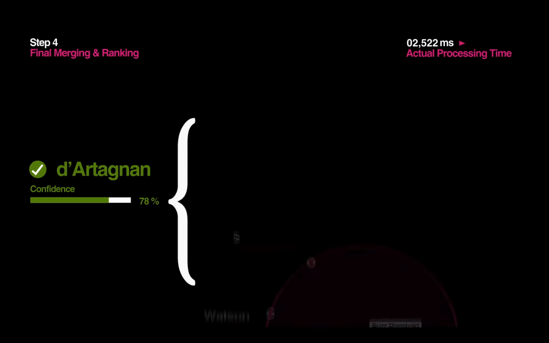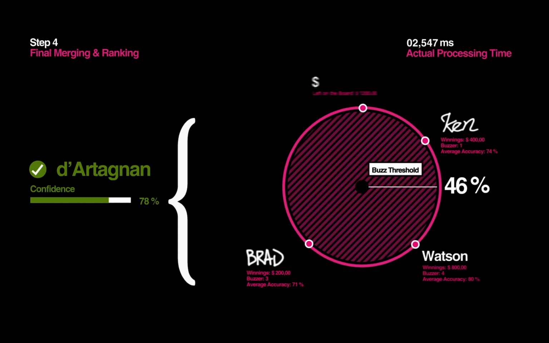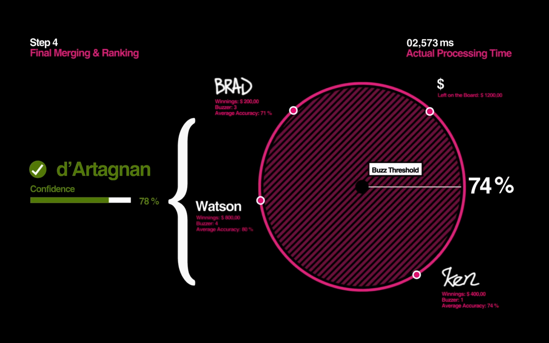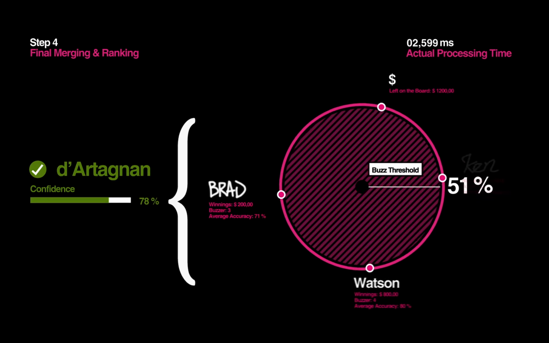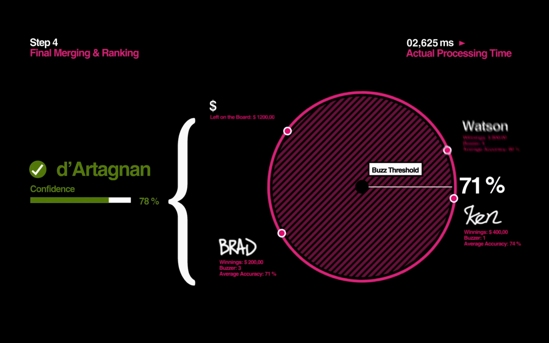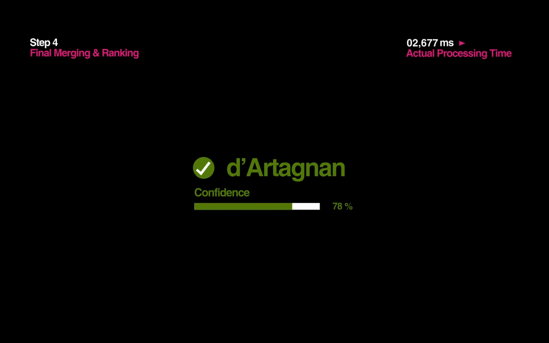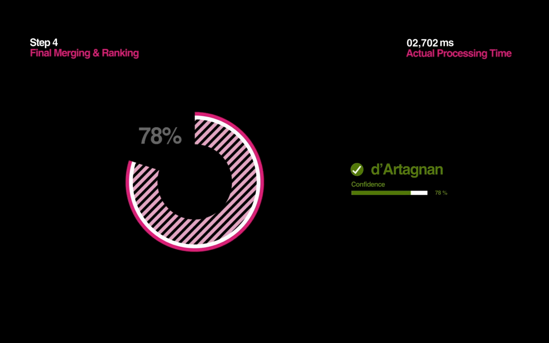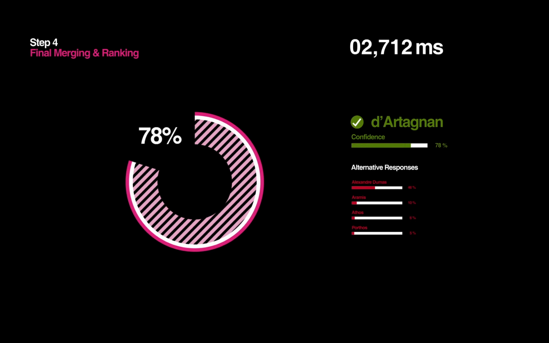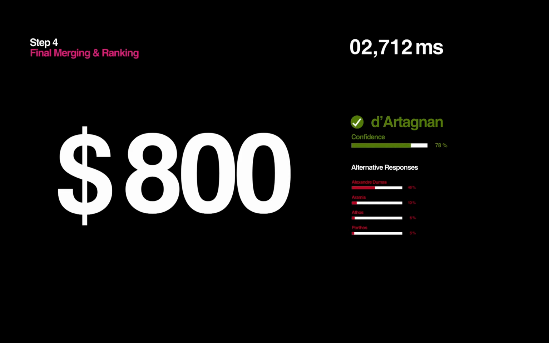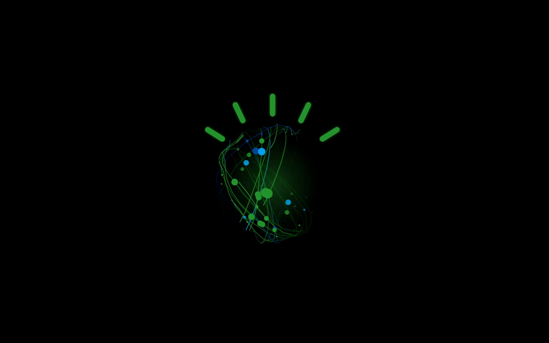There is no fixed confidence level deciding whether or not Watson buzzes in. The threshold is constantly changing based on how well Watson is doing relative to the other players and how much money is left on the board. In this case, Watson arrived at its answer with a 78% confidence. For that stage of the game, it was a high enough confidence level to buzz in, and it won Watson $800 in the process. Who is D'Artagnan?